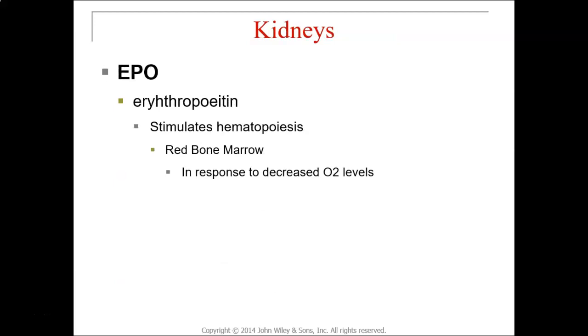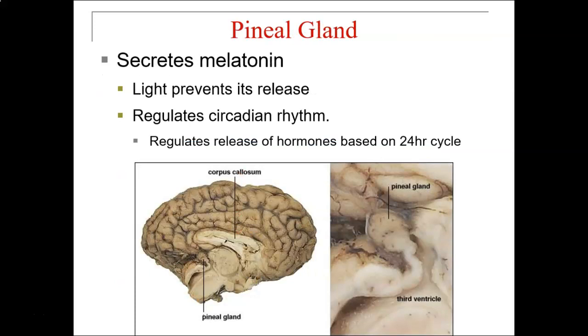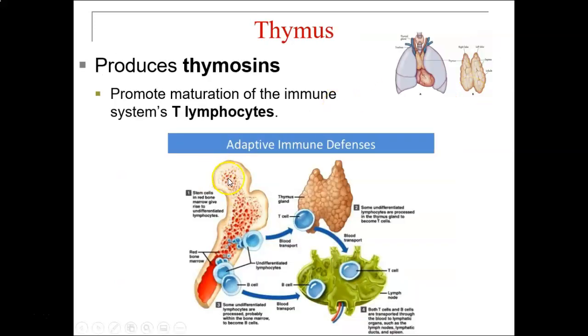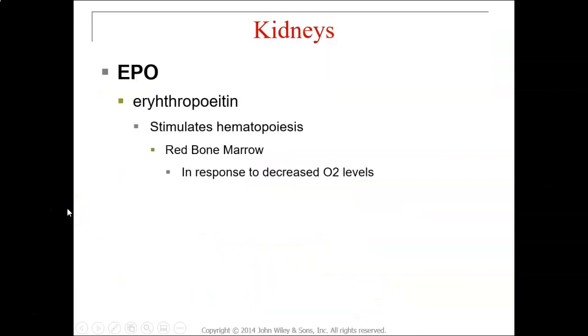The kidneys, right? Your kidneys are another endocrine tissue, or they contain endocrine tissue. They release something called EPO, erythropoietin. We see erythropoietin stimulates hematopoiesis. Remember this image we saw here, how I just mentioned that in our red bone marrow is where blood cell production is going to occur. Well, if we specifically talk about red blood cells, erythropoiesis, the production of red blood cells in the red bone marrow, this is in response to decreased oxygen levels.